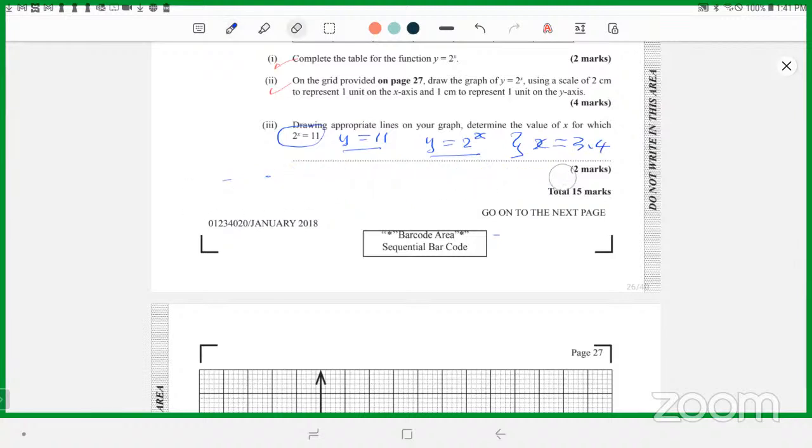Let me take these off. We didn't need these now. We'll just leave them there for the graph. So I'm saying that this is the answer.